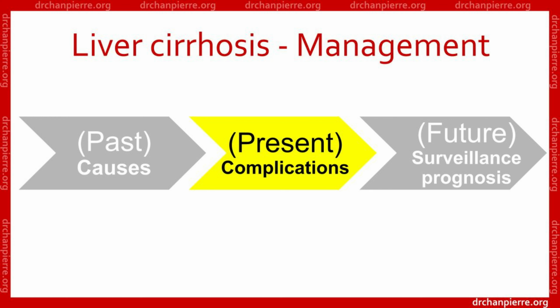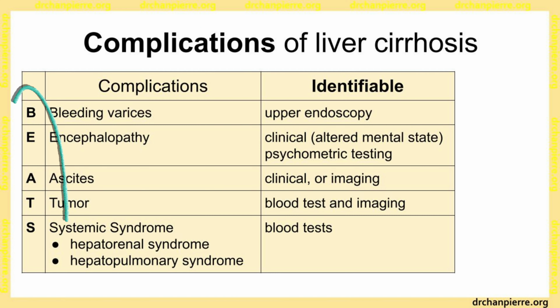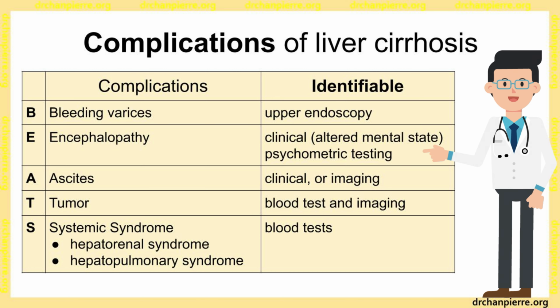Then I will talk about the present, the complications. I use the word BEATS, B-E-A-T-S, to remember the complications of liver cirrhosis. B, Bleeding varices. E, Encephalopathy. A, Ascites. T, Tumor. S, Systemic syndrome. These complications can be identified early in the follow-up by upper endoscopy, clinical assessment, blood tests, or imaging.